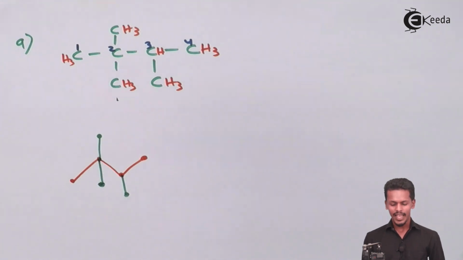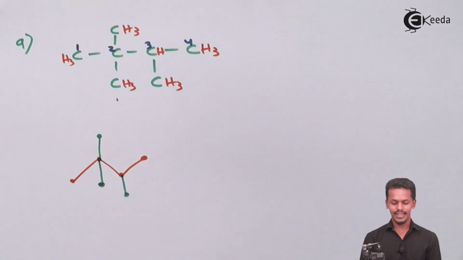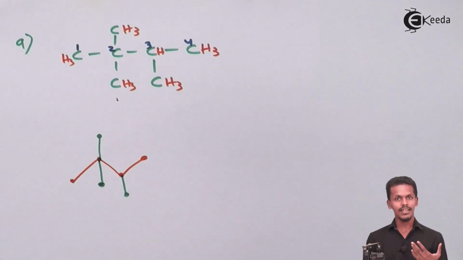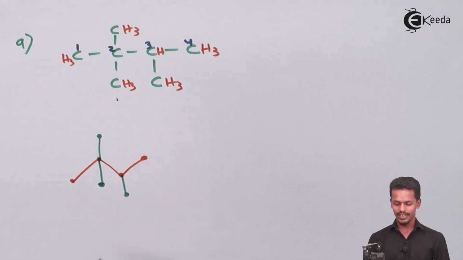So this is the bond line formula. Actually, I have represented it in a dot form just to make sure that the ones with a terminal end are basically the CH3. So that's the reason I have made a dot here, just to represent it for an instant.